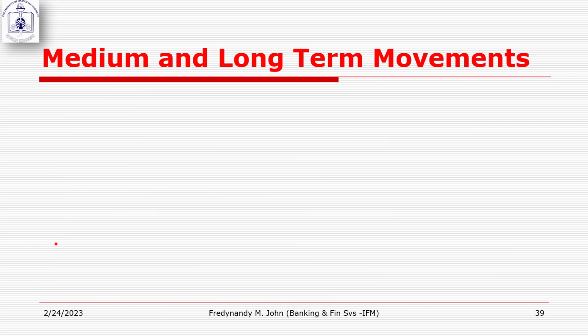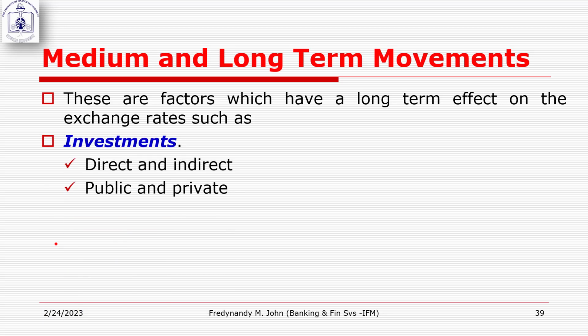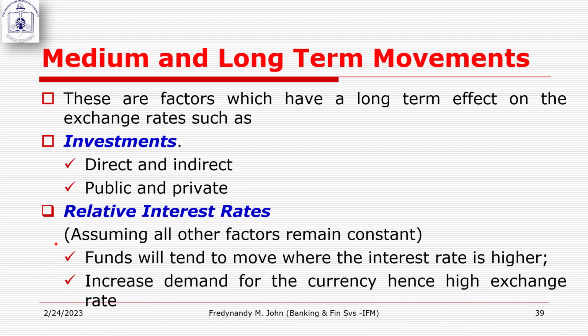Okay. Now, what about medium and long-term movement? Medium and long-term movement simply means all those factors which have a long-term effect on the exchange rates. Now, these can be, for instance, investments, that is, direct and indirect investment, or public and private investment, relative movement in the interest rate, that is, suppose that there are some changes in the interest rate, funds will tend to move where the interest rate is higher. Increase in demand for the currency, and hence the exchange rate will as well rise.